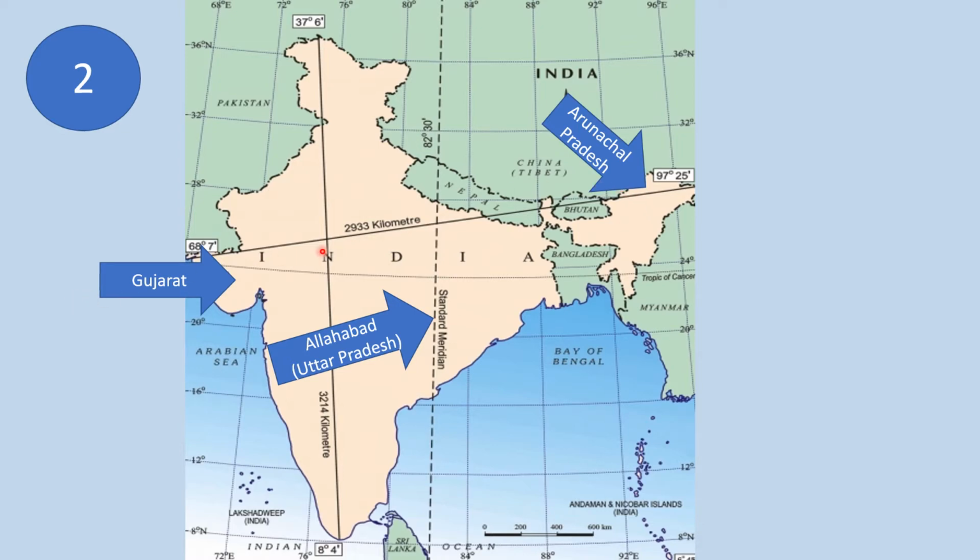To avoid this time confusion while traveling from one place to another, we took 82 degrees 30 minutes as the standard meridian of India, which is also known as Indian Standard Time. This 82 degrees 30 minutes east longitude passes near Allahabad in Uttar Pradesh state. The exact time difference between the standard meridian of India and Greenwich is 5.5 hours.